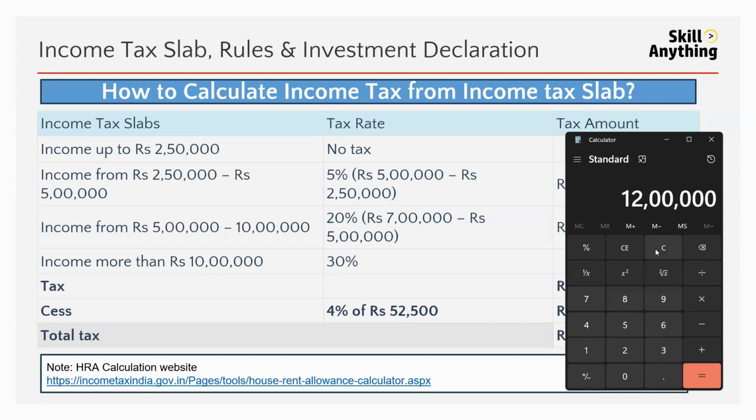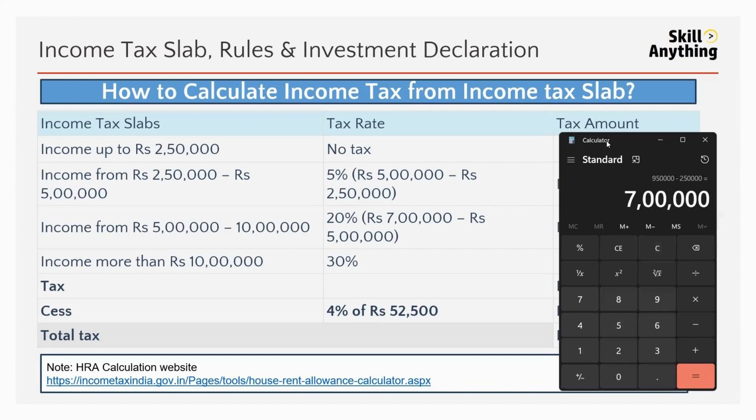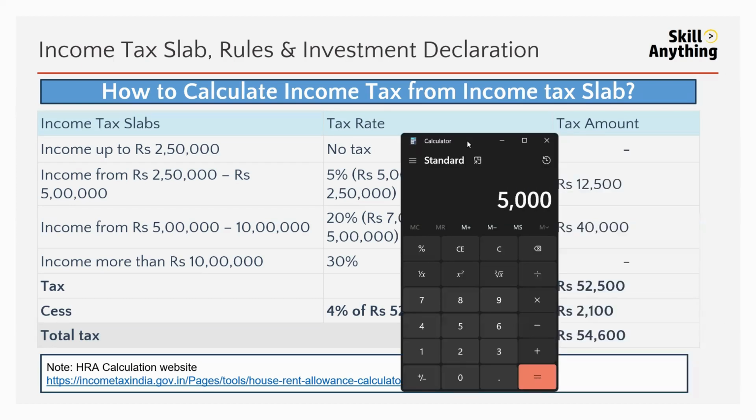Rohit's income is 12 lakh per annum. In that, 2,50,000 is exemption. In the rest, minus 2,50,000, he needs to pay tax on 2,50,000 into 5%. You need to pay 1,12,500.